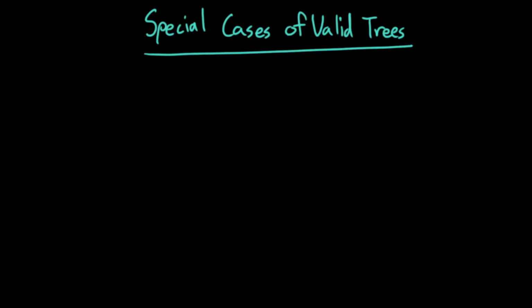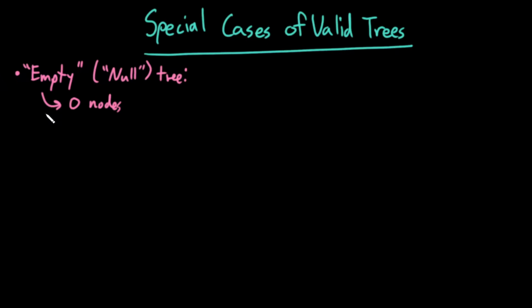There are a few cases of weird graphs that are actually valid trees. So the first case that I'm going to talk about is the empty or null tree. This is the tree that has 0 nodes and it has 0 edges. So it's just an empty graph. The empty graph is considered a valid tree. So just literal nothingness. I can't even draw it because there's no nodes and there's no edges.